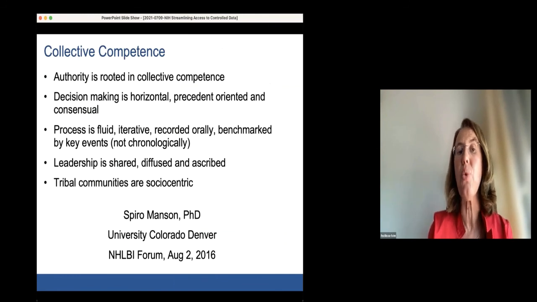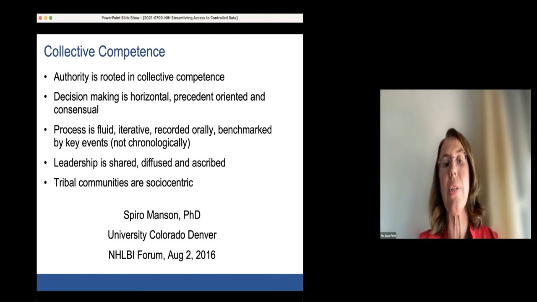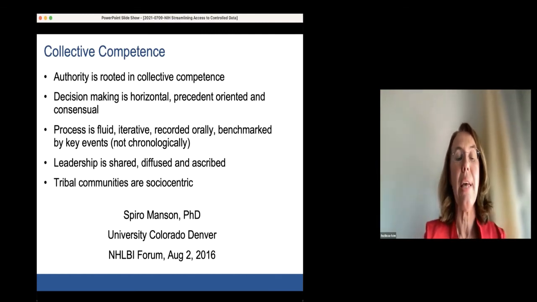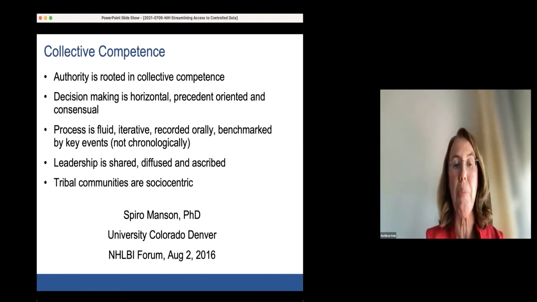And this concept is related to collective competence and how in tribal indigenous communities, authorities really root in this idea of collective leadership. And decision-making is horizontal, based on what has happened in the past, and consensual, which requires a lot of effort and debate. At the same time, once consensus is reached, this means that it has potential for a big and very positive impact.